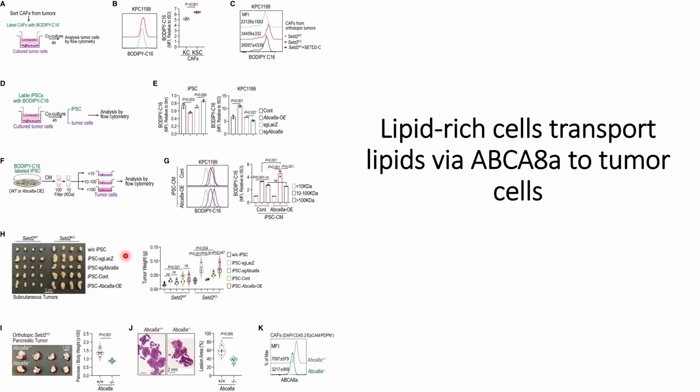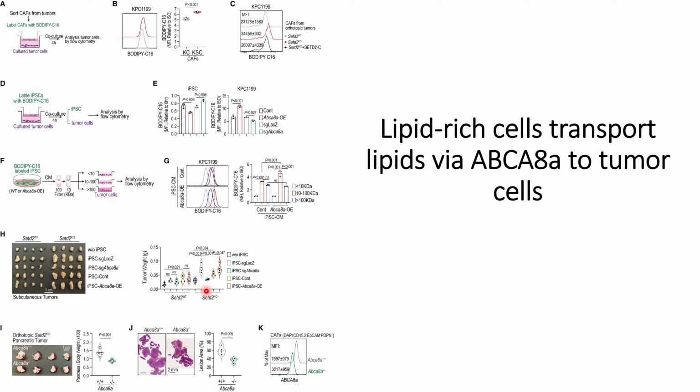And these results are quantified on the right hand side: the tumor weight is increased when the SETD2 wild type is used, in almost all the conditions, even till ABCA8a is overexpressed. But when the SETD2 knockdown cells are used, what they have found out is that when ABCA8a is knocked down, they see a significant decrease in the tumor weight, which indicates that ABCA8a has a role in the tumor growth rate or tumor proliferation.